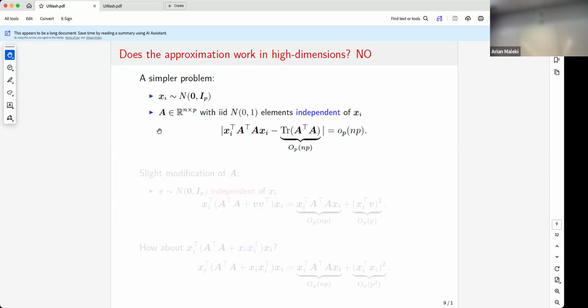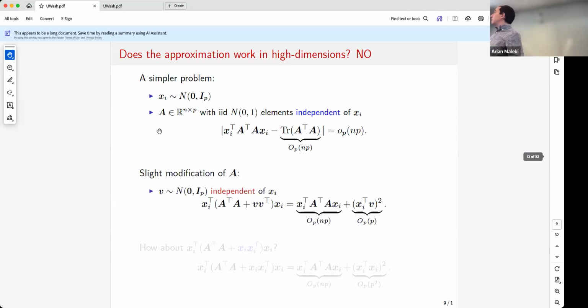Now, let's do what Stone suggested. I'm going to create another rank one matrix here, B, and add that rank one matrix. But here I'm assuming that V is independent of xi. And if we calculate, Stone said that if you add this rank one, it doesn't matter, so you can still say that it's as if this one wasn't here. If we calculate orders, this is a very easy calculation. So again, this is order NP. That's what we have in here.